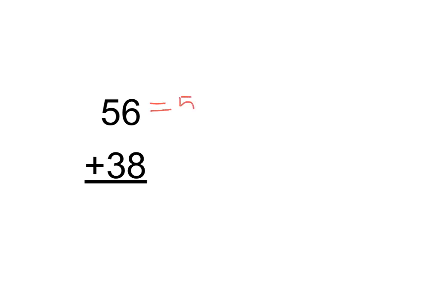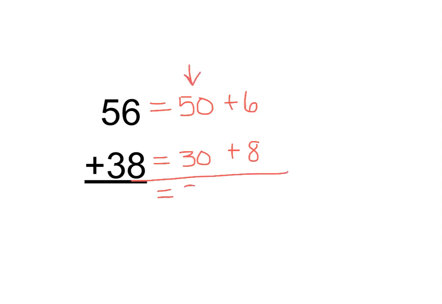56 equals 50 plus 6. 38 equals 30 plus 8. Add your tens column. 50 plus 30 equals 80. Add your ones column. 8 plus 6 is 14. I know that because that 6 is going to give the 8 a 2, and there's 4 left over.